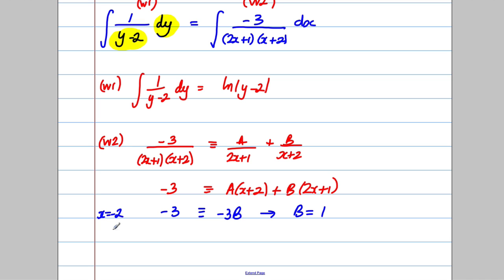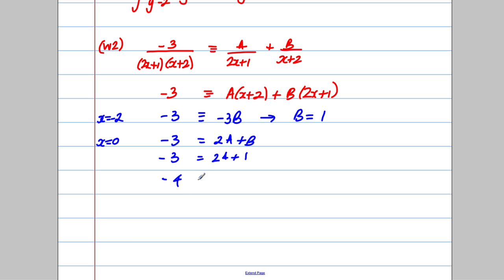And then what would I let? Well, why don't I just let x be 0 to avoid fractions? I'd have negative 3 is equal to 2a + b. Now b is 1, so negative 3 is going to equal 2a + 1, so therefore negative 4 is going to equal 2a, so a is therefore going to equal negative 2.